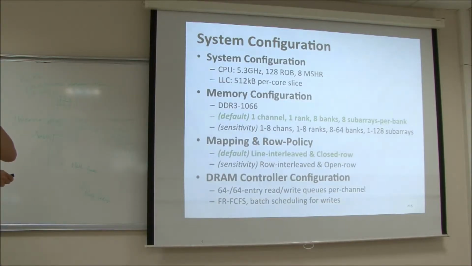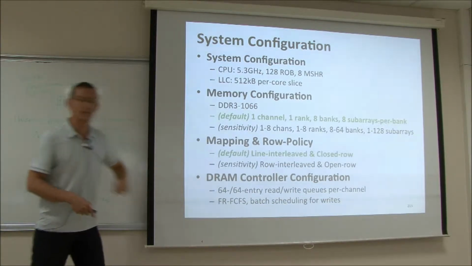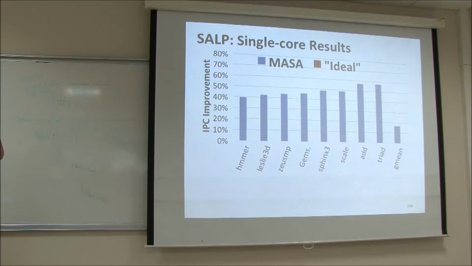This is the evaluation infrastructure. We have a bunch of cores, I think 1 to 8 cores maybe. There's a memory configuration. We varied the subarrays and looked at different ranks, banks, and channels. These are the mapping policies and DRAM controller configuration. You can read the paper for more detail. But the high level results, we have I think about 50 workloads or so. You can read the paper again. These are the workloads that benefit most, and this is the IPC improvement across all workloads.